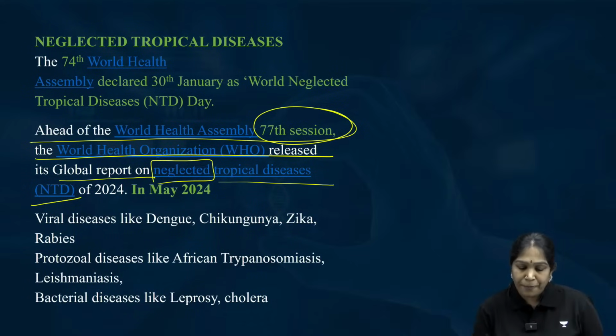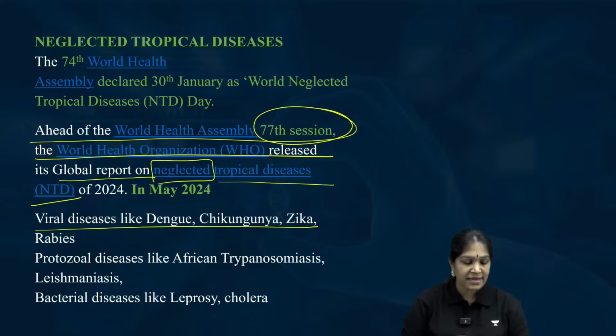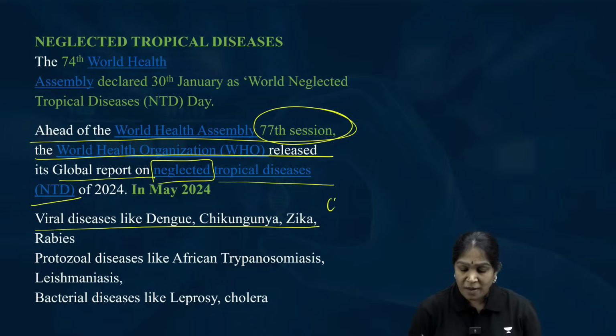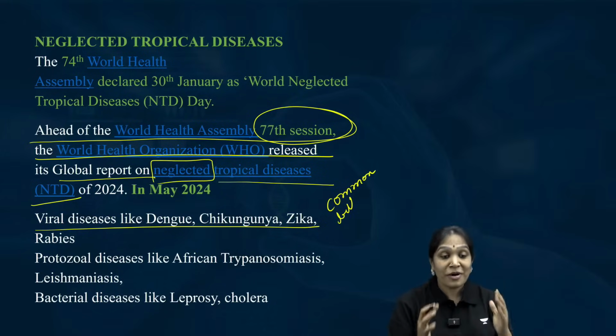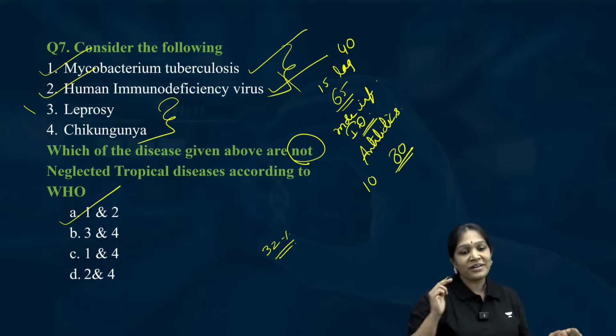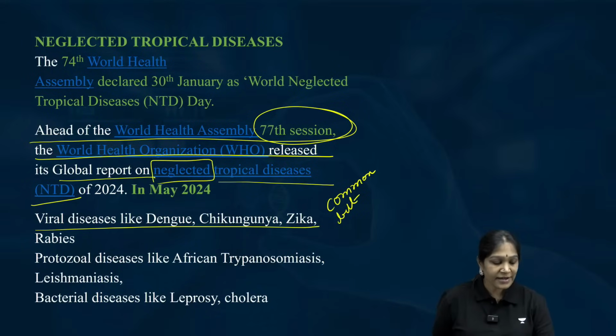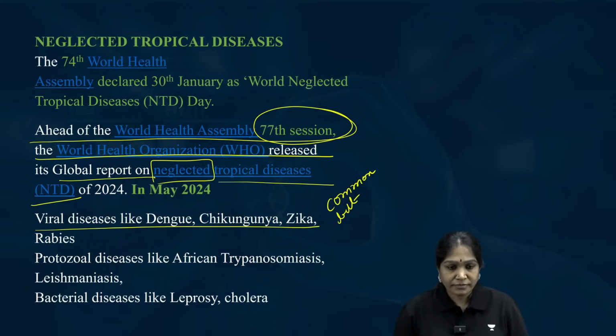In this particular report, examples of neglected tropical diseases, viral diseases like dengue, chikungunya, Zika, rabies, they are not rare. They are very common, but we are neglecting them. They are very common, and they are more problematic than these two, but we are neglecting them. That is the issue. Okay? That is neglected tropical diseases.